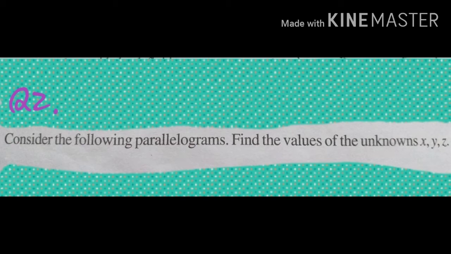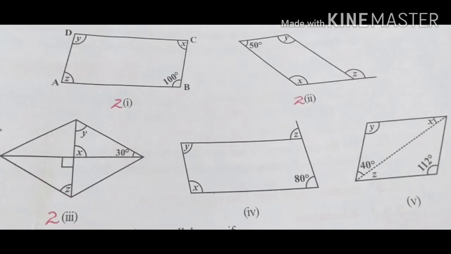Here you have been given 5 parallelograms. In a parallelogram, the opposite sides are parallel. Now here we have been given 5, and in the 5 questions we are asked to find the values. Look at the questions: we are asked to find the values of x, y and z. It is the same in all 5 questions, isn't it?